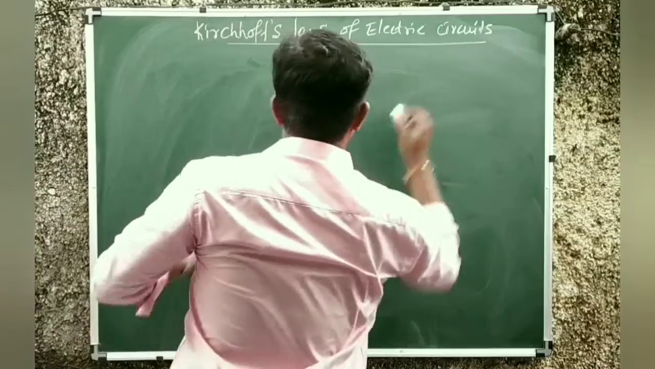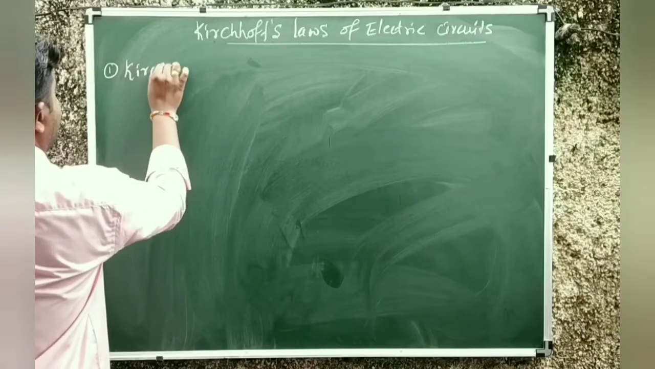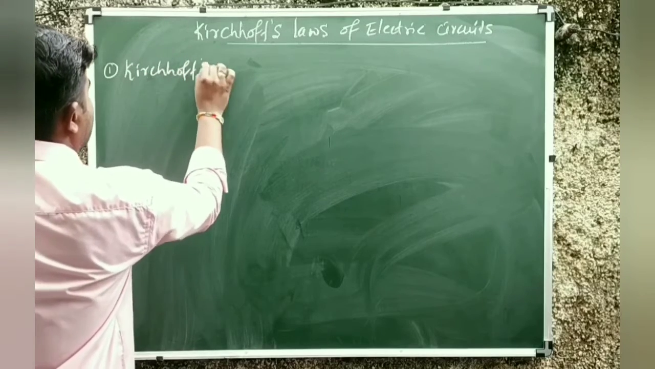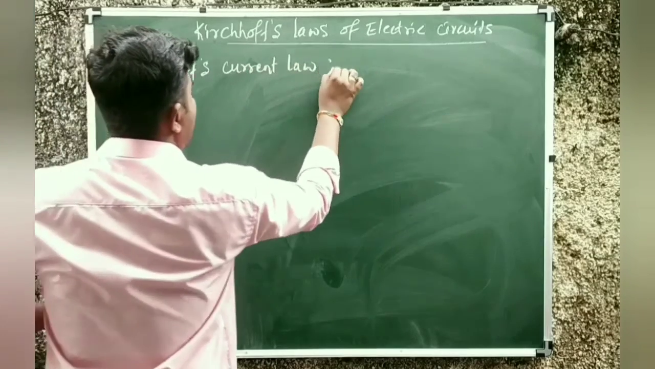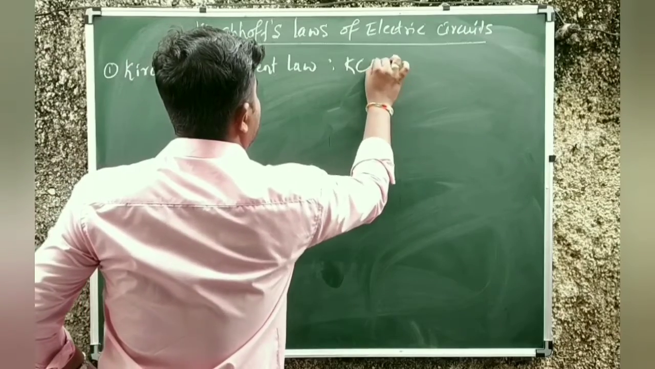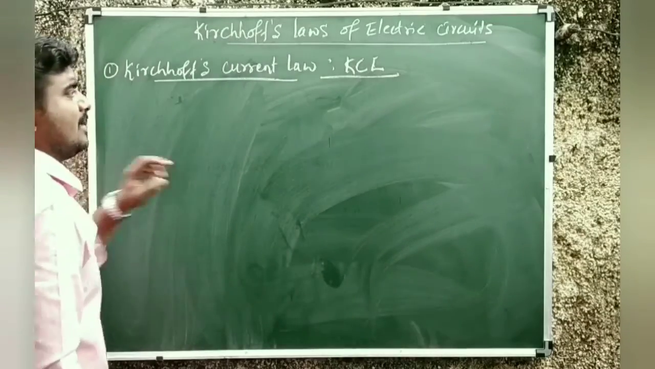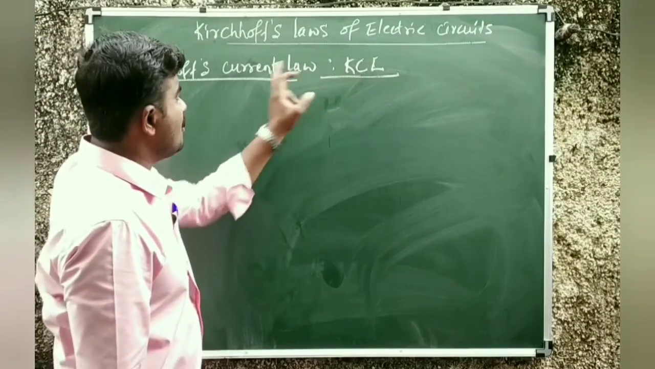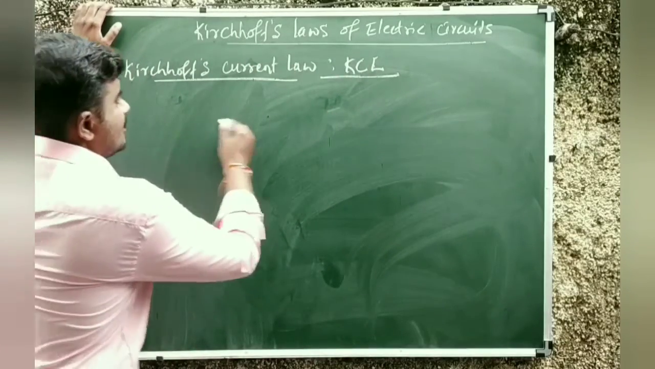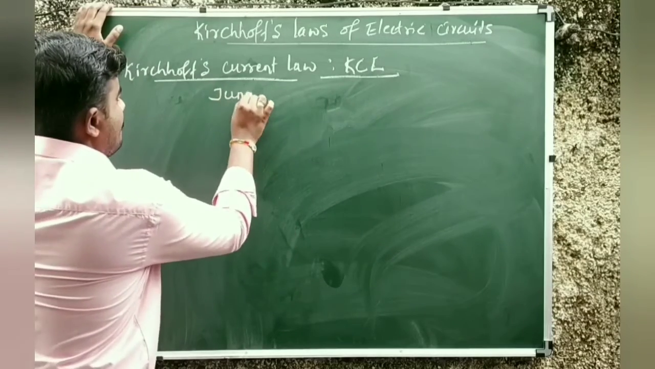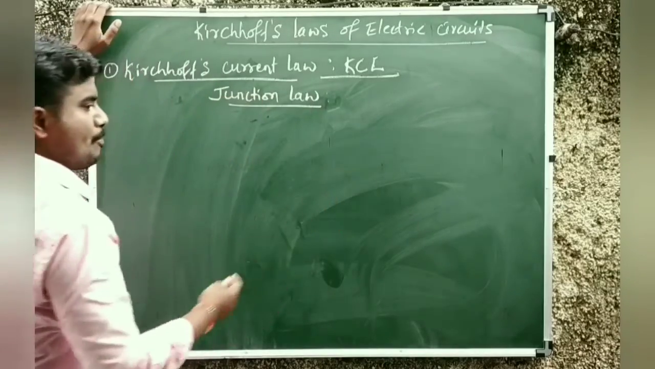There are two laws of Kirchhoff. The first law is called Kirchhoff's current law. In short, it is called KCL. K stands for Kirchhoff, C stands for current, and L stands for law. This law is also called the Junction law. A junction is a place where more than two paths meet.